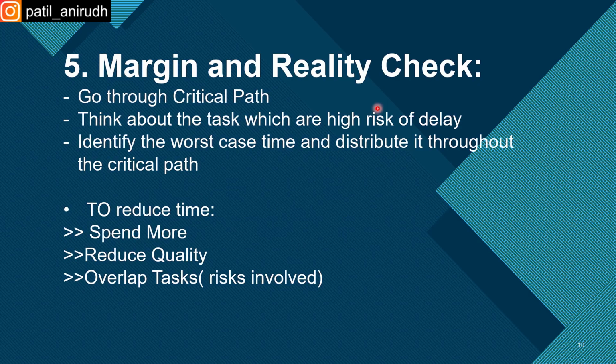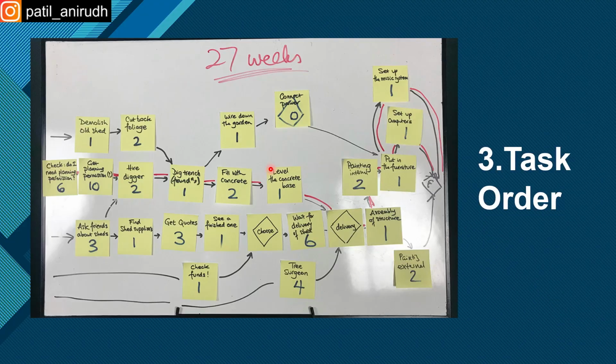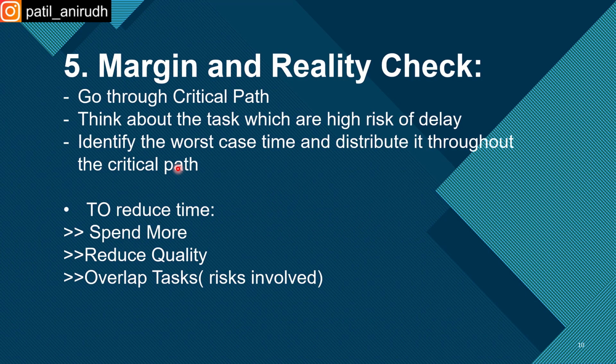Next step is margin and reality check, okay. So go through the critical path and think about the tasks which are high risk of delay. So which task might be the high risk of delay in this, okay. So those tasks need to be handled very carefully, okay. Then identify the worst case time and distribute it throughout the critical path.